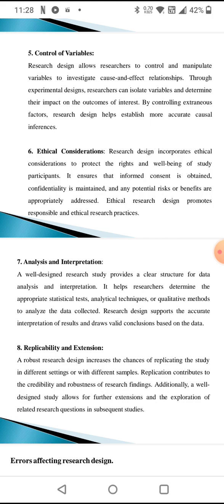Replicability is replicating your data. Extension is wherein you need some 6 months or 1 year to finish that research work. Again, you need to take the extension from that particular authority.